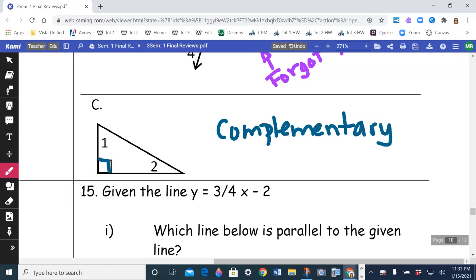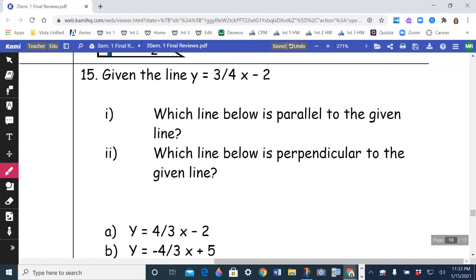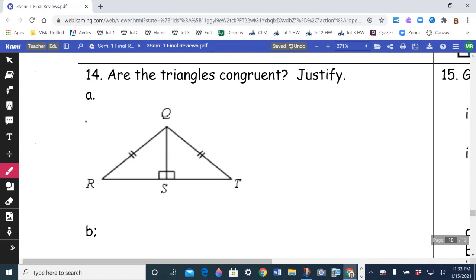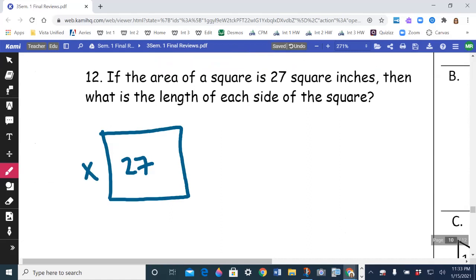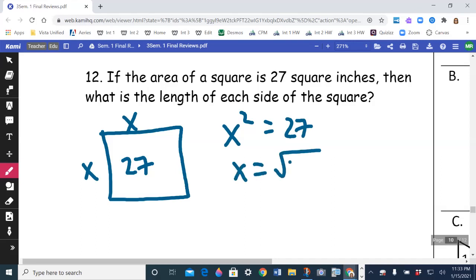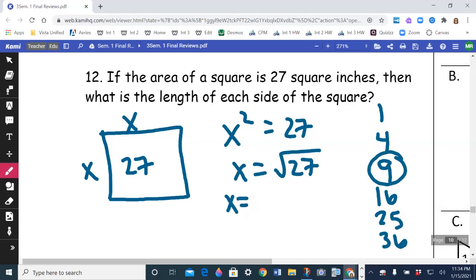Okay, I think those are the same as the ones we had in the other worksheet. Okay, so let's take a peek at 14. Let me make sure that I do all of it. Oh, I forgot 12. Okay, so on number 12, backtracking to 12. I have a square that has an area of 27. We want to find the length of the side. So I'm going to call this x and x. So I have x squared equals 27. I take the square root. I get the square root of 27. And if I'm thinking about the squares, 1, 4, 9, 16, 25, 36, 9 goes into this. So I'm going to have a root 9 times a root 3. So this is going to be 3 root 3 once it's simplified.